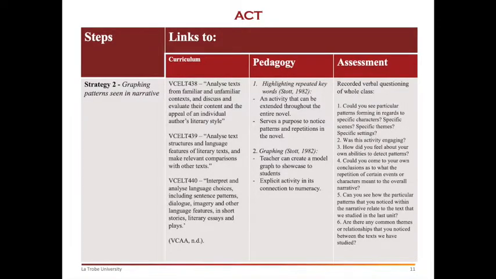Strategy 2 involves a very explicit link to mathematical skills, which is graphing patterns seen in a narrative. So this is based off Stott's findings in 1982. The first activity will be highlighting repeated keywords. Prior to the reading of the narrative, I will instruct my students to highlight in blue, for example, the amount of times that Harry Potter is mentioned, versus in orange, how many times Ronald Weasley is mentioned, and so on.